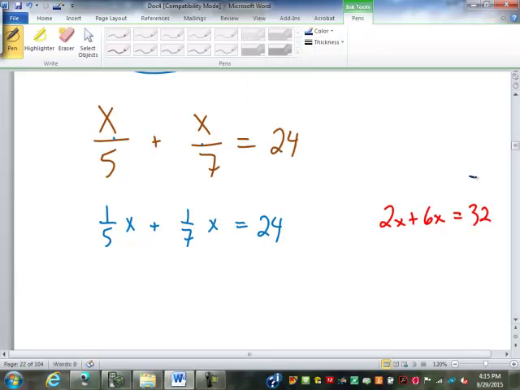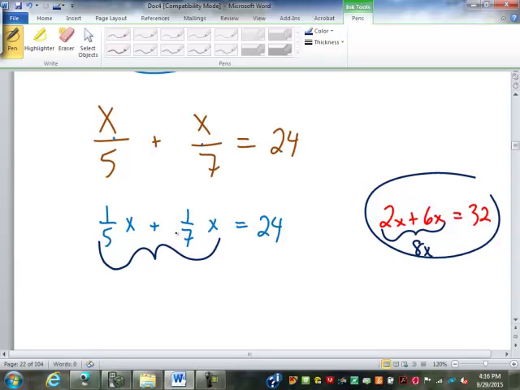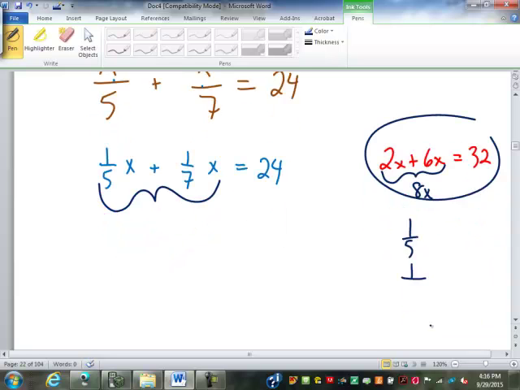What would I do with something like this? Yeah, I'd combine 2x and 6x to make 8x. Now 8x equals 32. Well, the same over here. I'm going to combine 1/5 x and 1/7 x. So I have to add 1/5 plus 1/7.